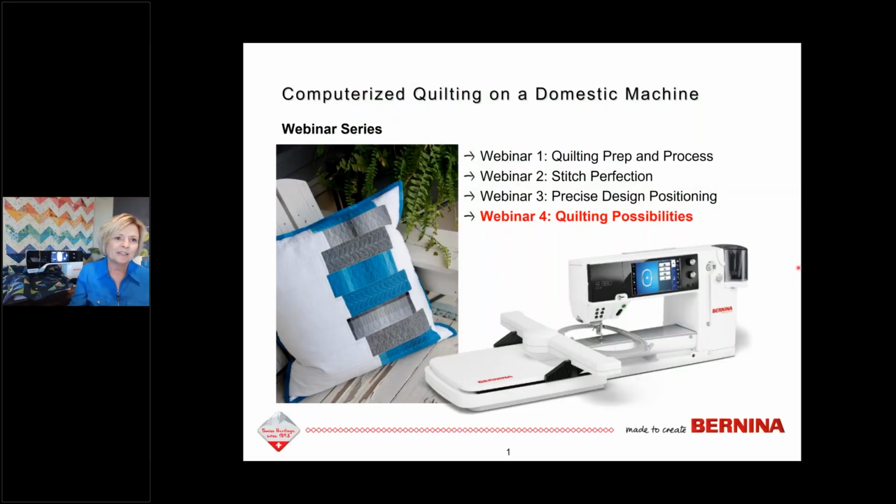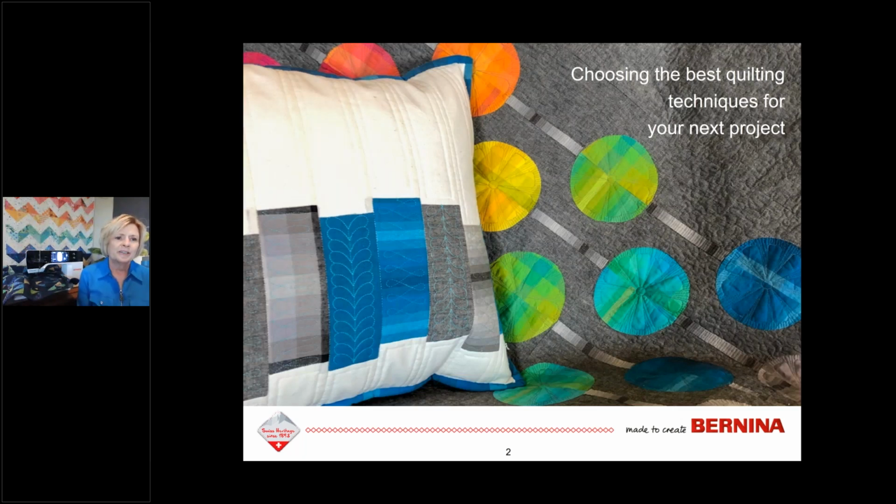Okay, so like I said, we have made it to webinar number 4 in our Computerized Quilting with a Domestic Machine webinar series. In this webinar, we're going to talk about quilting possibilities, which means choosing the best quilting techniques for your next project. We've talked about computerized quilting as another technique you can use to quilt quilts. You can use it in combination with the stitch regulator, or for free motion quilting. You can use it in combination with straight line quilting and ruler work. And it really simulates the look of what you can get with long arm quilting and with automation.